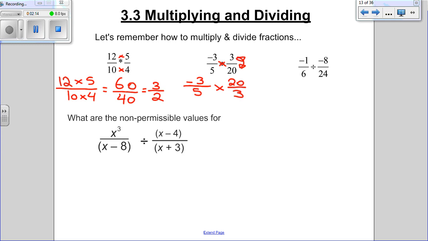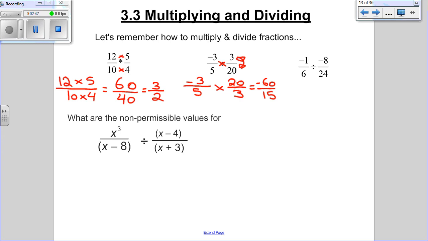If you change it into a multiplication question, now it's easy again. Right? Straight across the top, straight across the bottom. So that's why we do the kiss and flip, to make it into something that's easy for us. Negative 3 times 20 gives me negative 60 on the top, and 5 times 3 gives 15 on the bottom. Again, you could simplify that, it equals negative 4, but all we're really trying to remember is how do we multiply and divide fractions. That's how we do it.